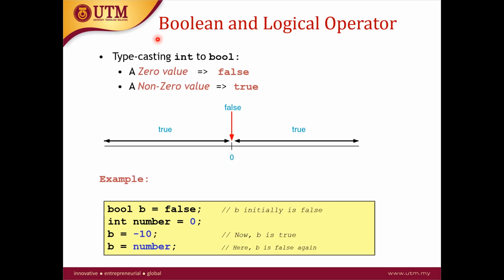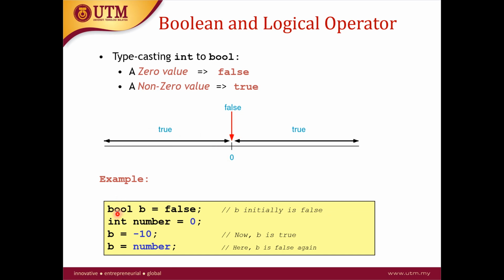And for typecasting from integer to bool, what happens here? If the value is 0, it is considered as false, and non-zero values are all considered as true. For example, if you have 0, it is false. If you have 1, 2, 3, minus 1, minus 2, minus 3, any other value is going to be considered as true. Only the 0 value is considered as false.